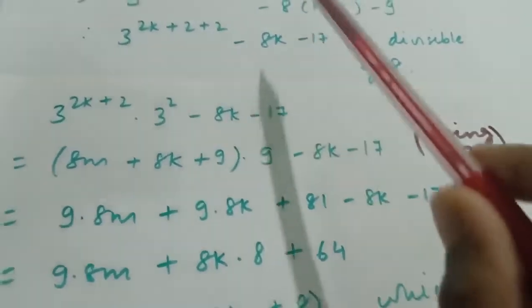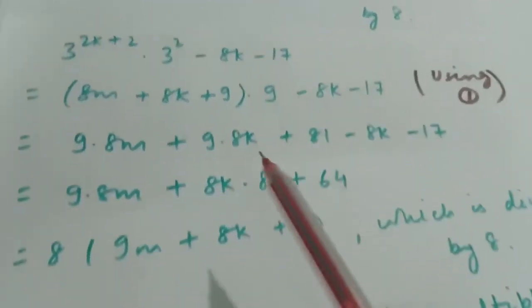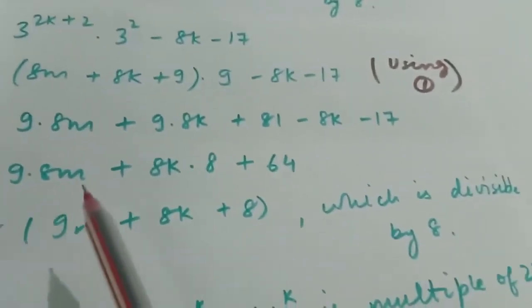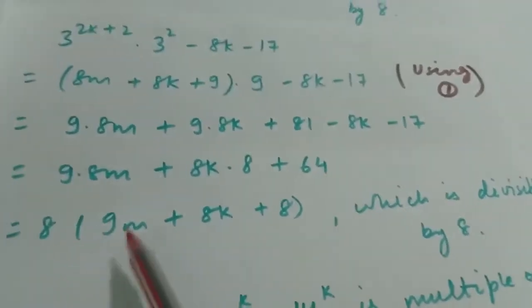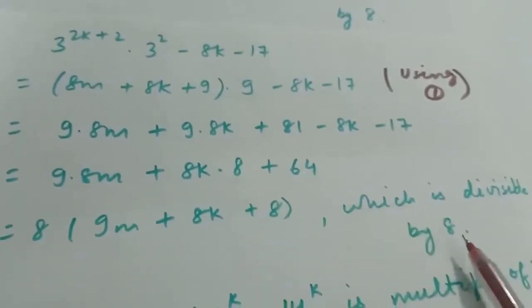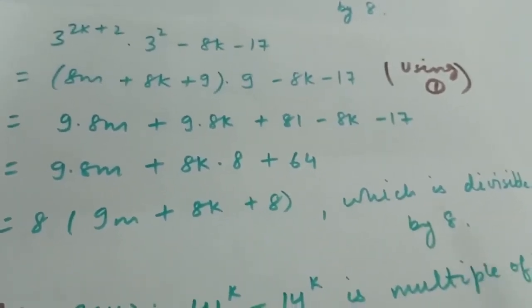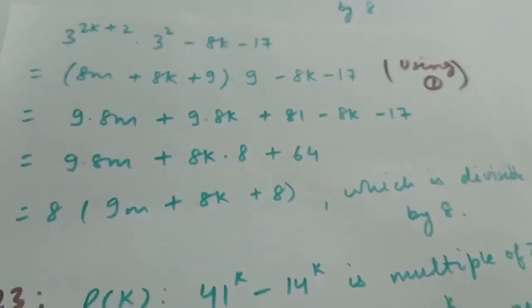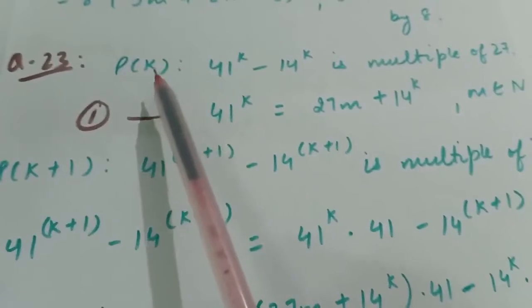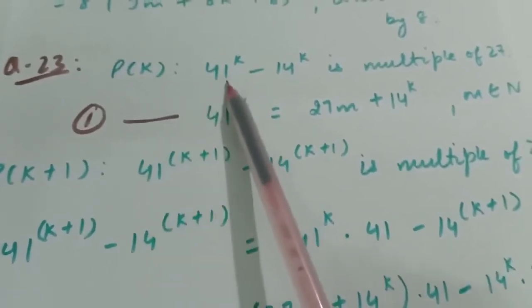We have to show that this is divisible by 8. So we have to see if 8 is common or not from all the terms. As we can see clearly, 8 is common from all these 3 terms. So it is divisible by 8, right? Clear this question?